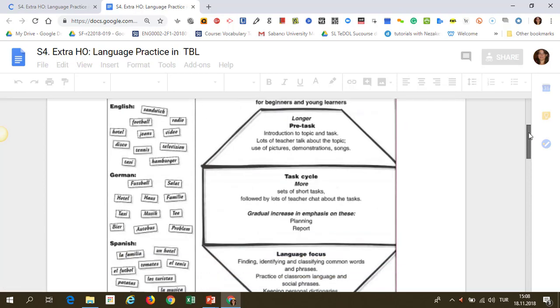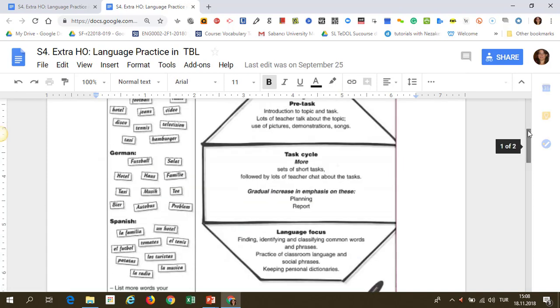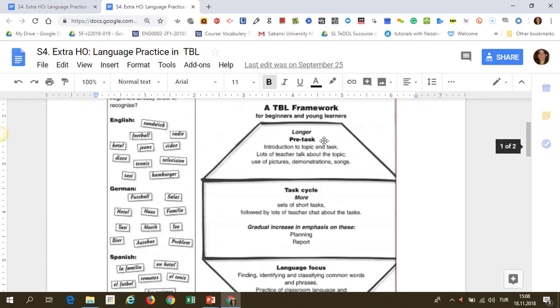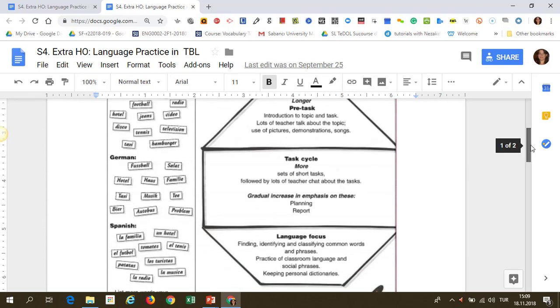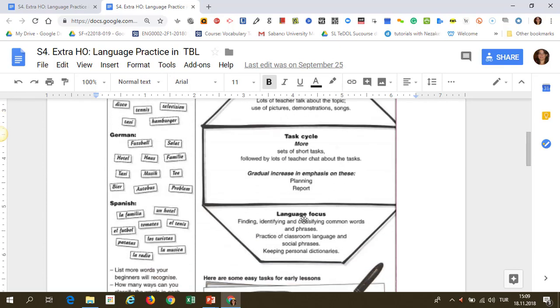So, for example, one task we will look at has this task cycle. As a pre-task, the students are introduced to the topic and task. There is lots of teacher talk, as we said before, and there may be lots of use of pictures or songs, demonstrations, any kind of material that the teacher needs. Then the task cycle includes sets of short tasks followed by lots of teacher chat about the tasks and the planning and reporting. And language focus may come either after the task or throughout the task spontaneously when there is a need. But there can be further practice and repetition or recycling.